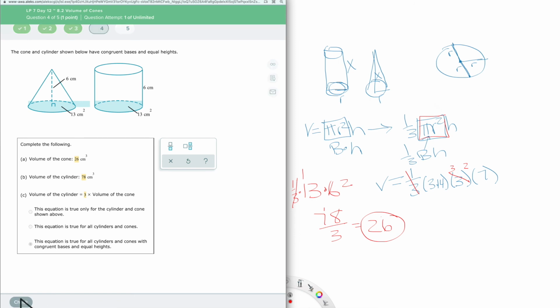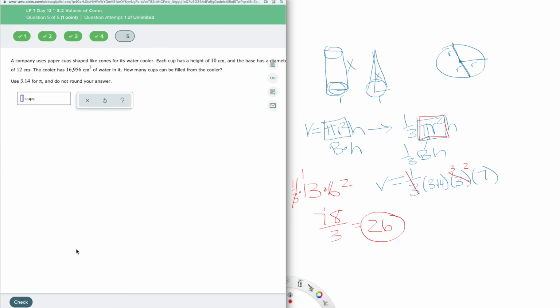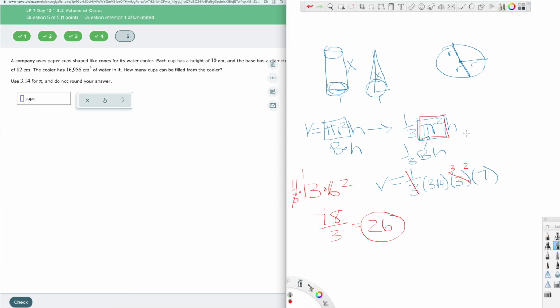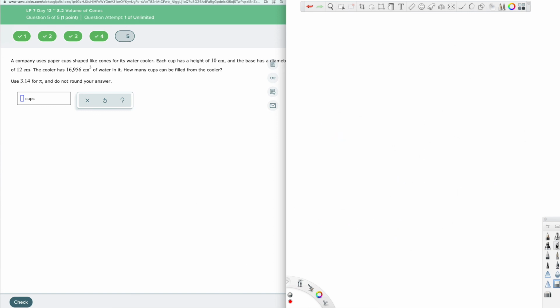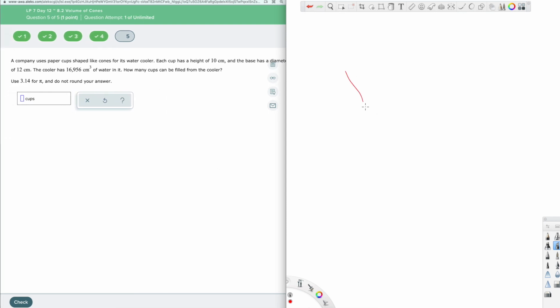All right, we are going to go to the last one here. A company uses paper cups shaped like cones for its water cooler. Each cup has a height of 10 centimeters and a base diameter of 12 centimeters. So we have this paper cup here, and this is kind of a common one, where you get the little cone cup. And it has a height, so I'll put height on the side here, 10 centimeters.